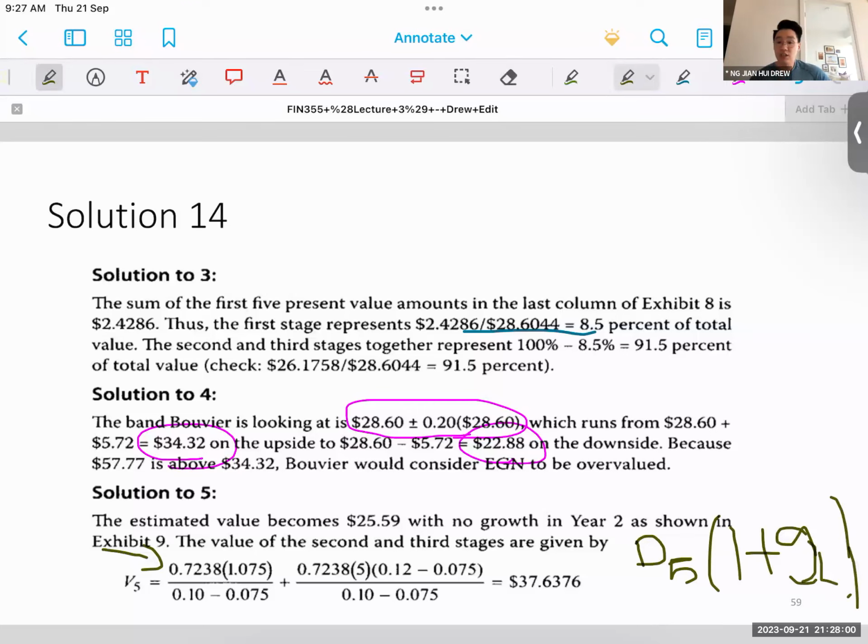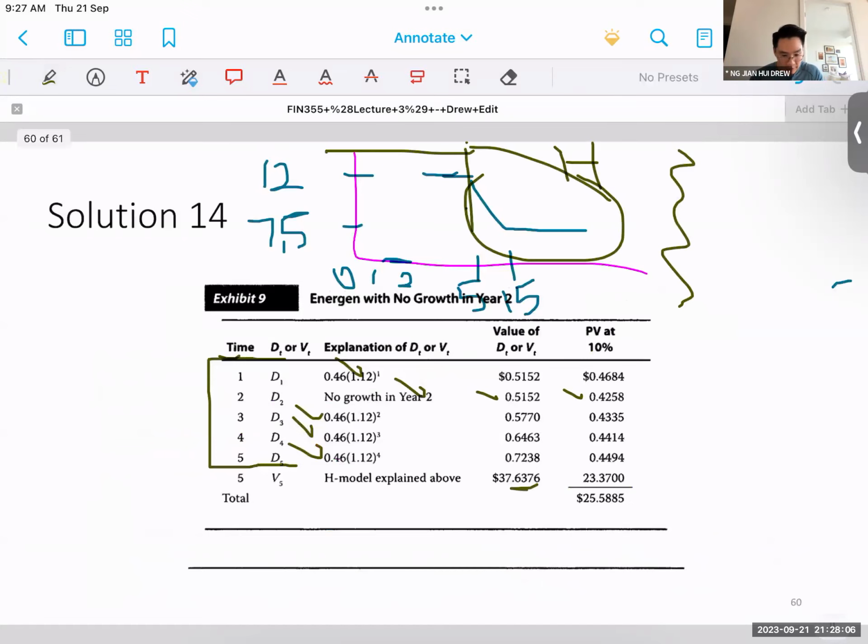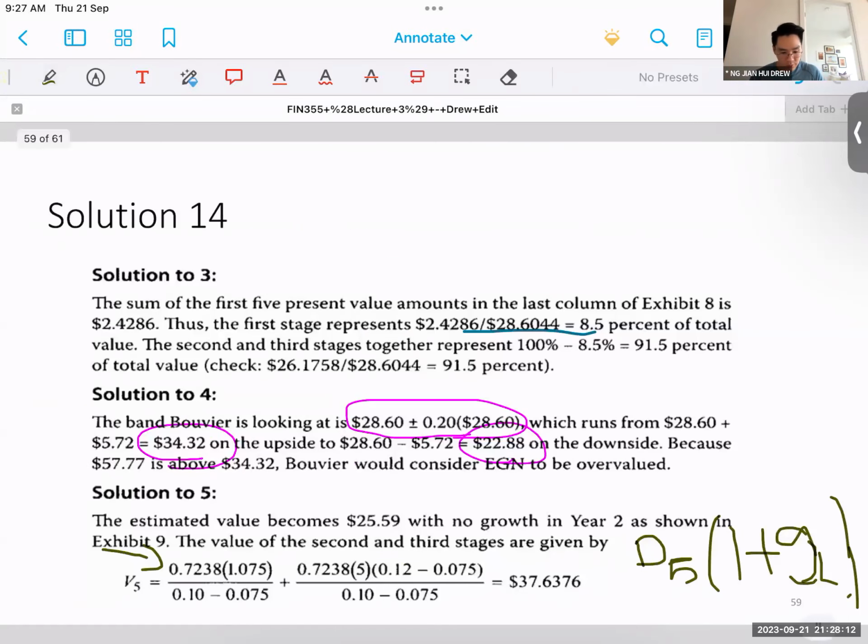GL, right? G lower. So we know that D5 is how much? D5 is 0.7238. So use this 0.7238 plus 1 times 1 plus GL, and then you plug everything in the same.